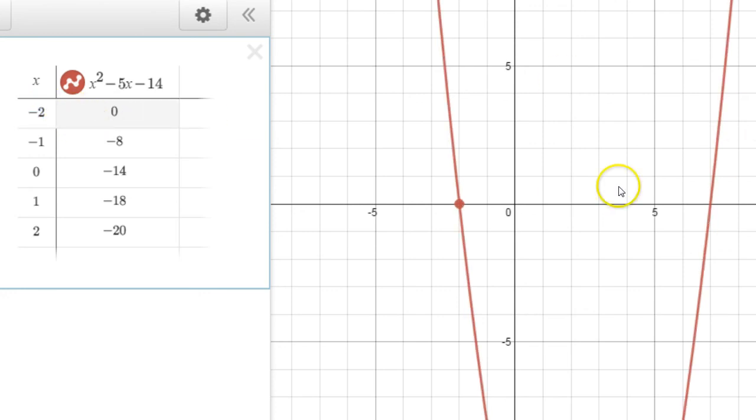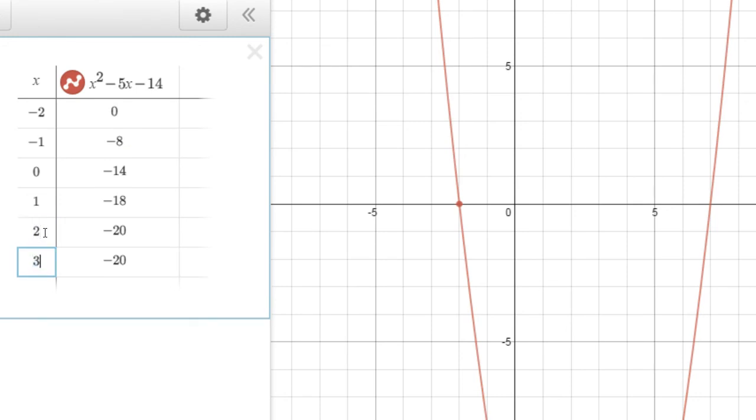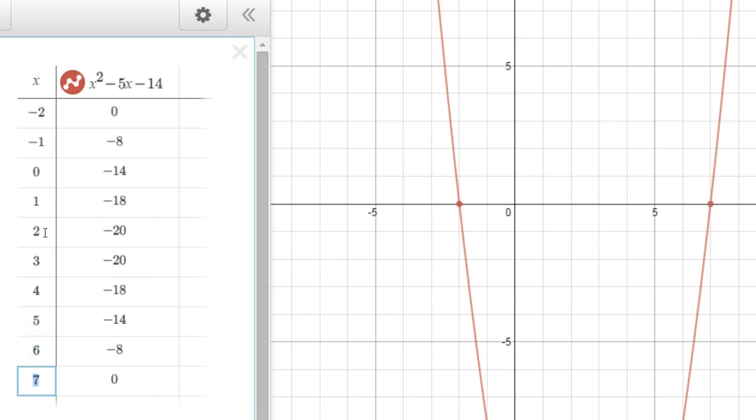Now since we have the graph, we kind of have a cheat way of doing it. If you notice, it's getting negative down here. It's getting more and more negative, so it just has to come back up. So we put in a 3, 4, and as you can see, it's coming right back up. 6, 7, and there we go. We actually have our others.